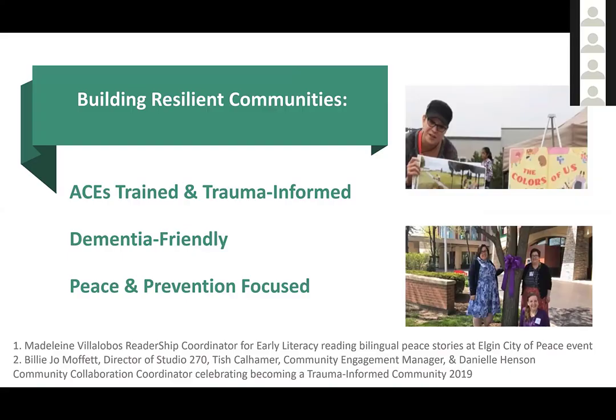Dementia-friendly communities, resilient communities: city and village leaders, health departments, senior groups, developmental groups, assisted living facilities. They're all our natural partners for that purpose. And peace prevention and focus. So Elgin is the City of Elgin, the Human Relations Commission, educational institutions. That's something that we look for to partner with for peace and prevention tools for our community.